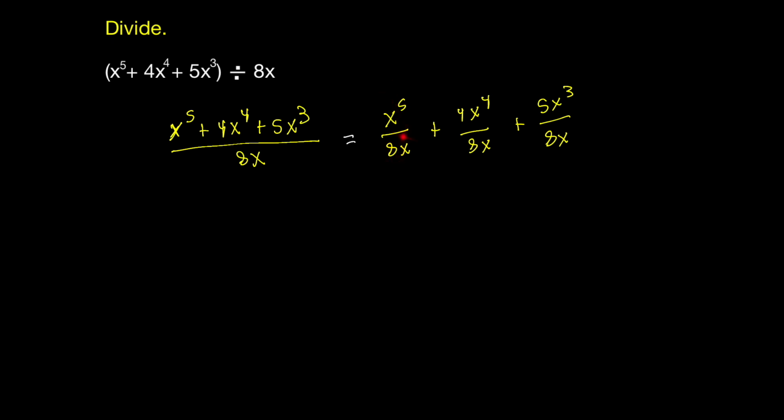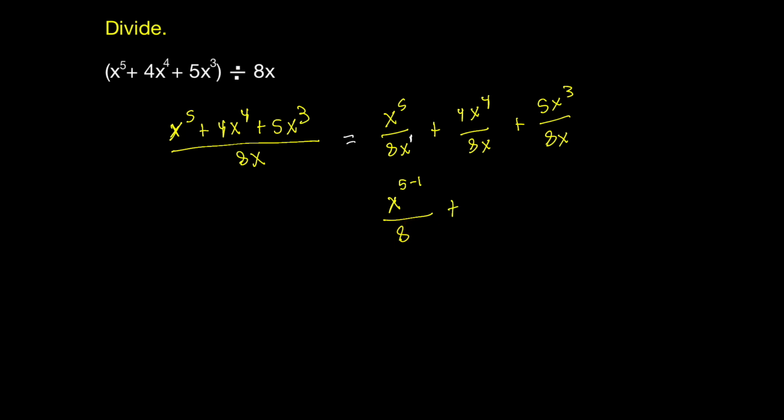So let's begin with the first fraction here, x to the fifth divided by 8x. Now notice that I have similar bases on numerator and denominator. So whenever you have same bases but different exponents, you can apply the quotient rule of exponents, meaning that I'm going to keep the same base and then I'm going to subtract the exponents. So I'm going to get x to the fifth minus 1 over 8.